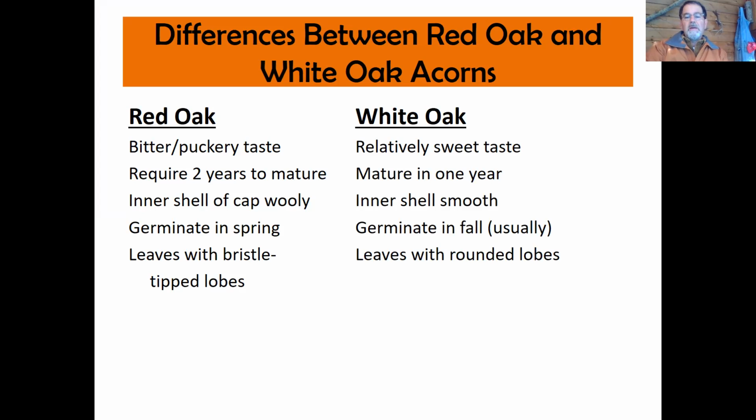The white oaks germinate in the fall, and I say usually they germinate. Oftentimes you'll be walking around late fall, maybe deer hunting, and you'll see acorns actually beginning to grow in the fall of the year if they haven't been consumed by the wildlife. And then the leaves have rounded lobes without the bristle tips for white oak.